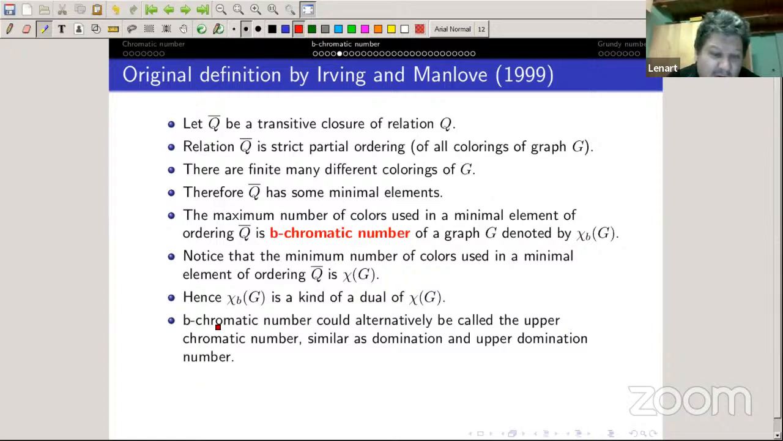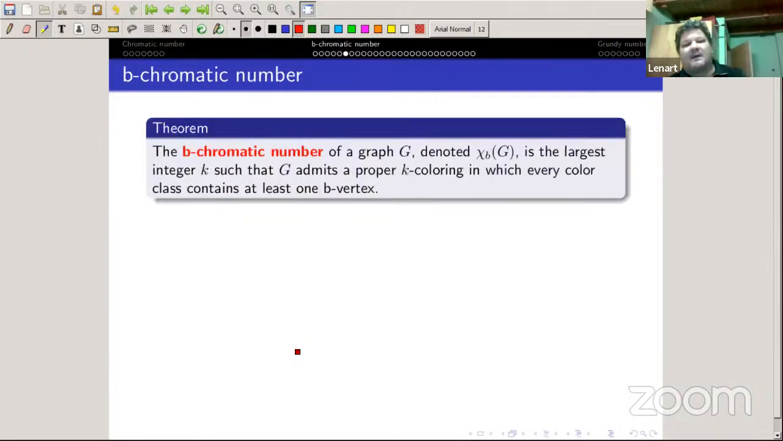Okay, we could also call it the upper chromatic number because of that. A similar situation we have with the domination number, where there is something called the upper domination number. Okay, the theorem is as follows, and it is a very normal one, and one could expect it.